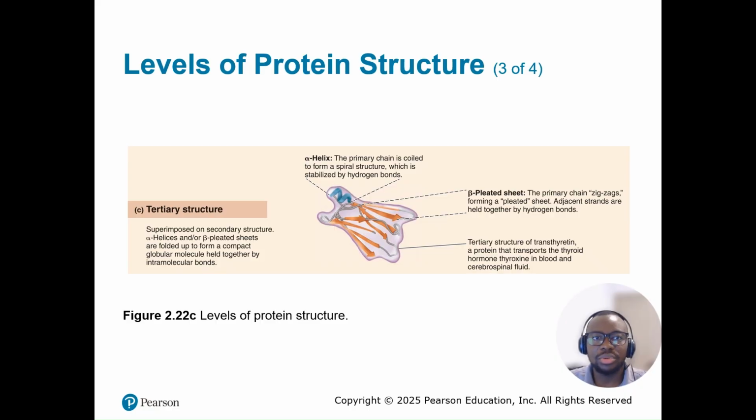This figure illustrates the tertiary structure of a protein, which is superimposed on its secondary structure. The alpha helices and beta pleated sheets are folded up to form a compact globular molecule held together by intramolecular bonds. The figure illustrates the tertiary structure of transthyretin, a protein that transports the thyroid hormone thyroxine in blood and cerebrospinal fluid.